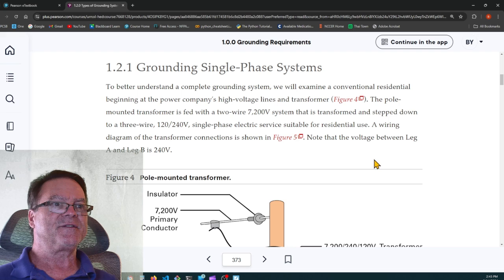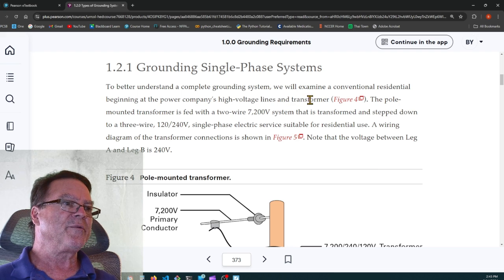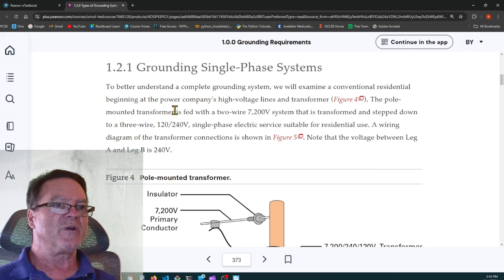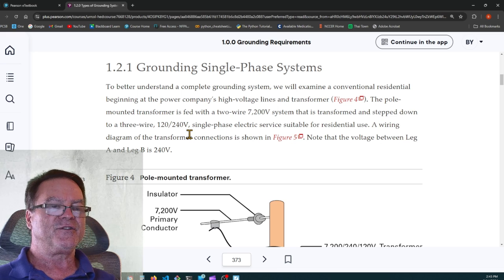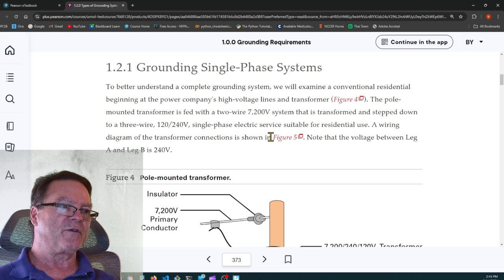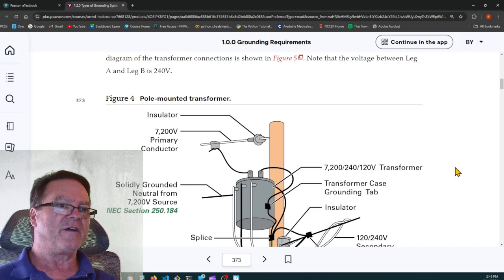Grounding single-phase systems. To better understand a complete grounding system, we'll examine a conventional residential service beginning at the power company's high voltage line and transformer. The pole-mounted transformer is fed with a two-wire 7200 volt system that's transformed down to a three-wire 120/240 volt single-phase electric service suitable for residential use. A wiring diagram of the transformer connections is shown in figure 5.